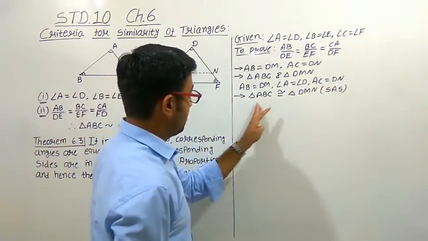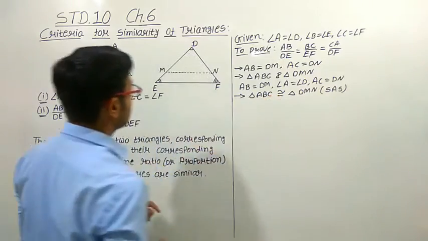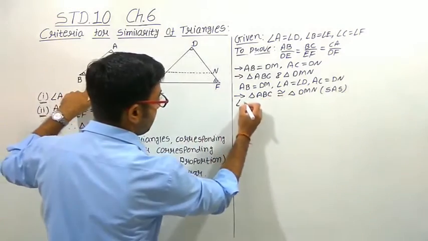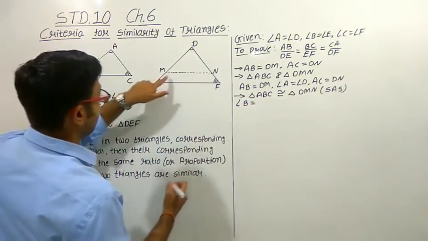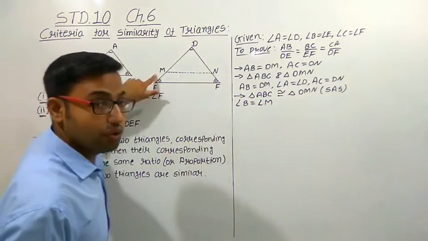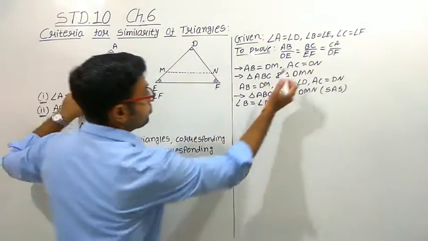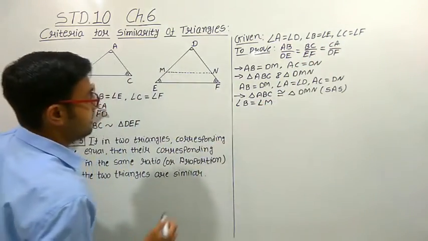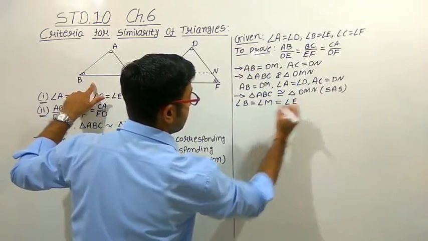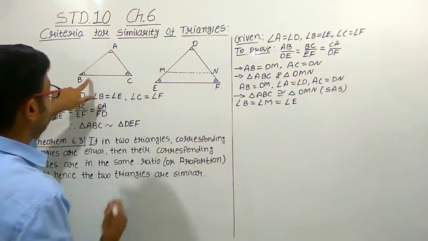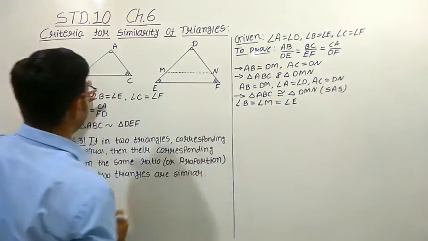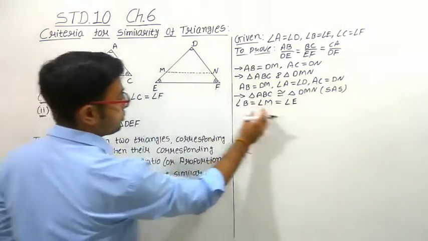Now these are the congruent triangles. So now we can write down that all the corresponding parts are equal. So angle B must be equal to angle M, right? Angle B must be equal to angle M. And see, angle B is also equal to angle E. That means angle B, M and angle E, all the three angles are equal. Angle B is equal to angle M according to the CPCT, and angle M and E are also equal.